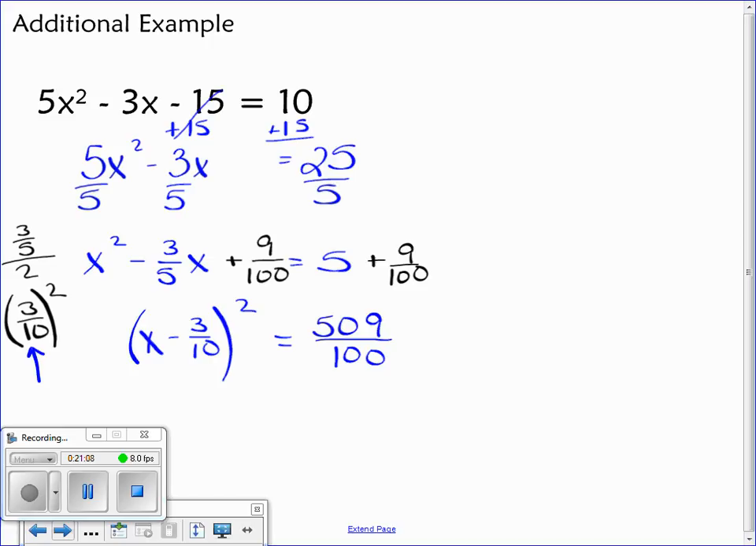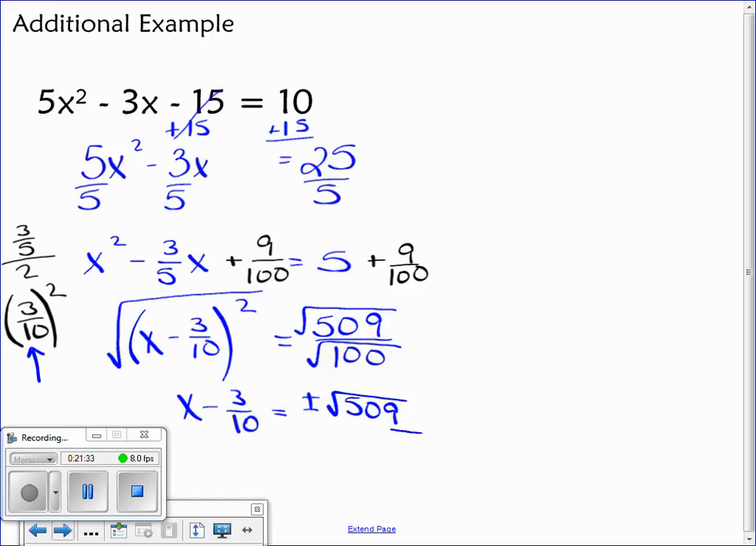All right, what's your next step? Square root top, square root bottom, write it twice, top and bottom. So we get x minus 3/10 equals plus or minus radical 10 over 10. Add the 3/10 over.